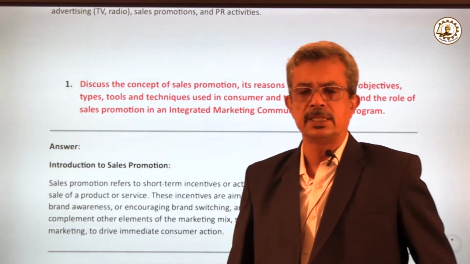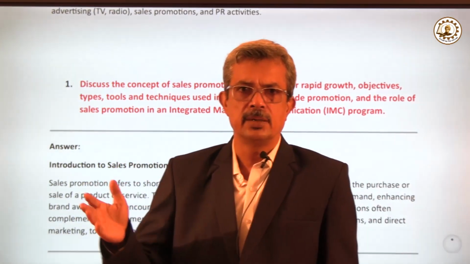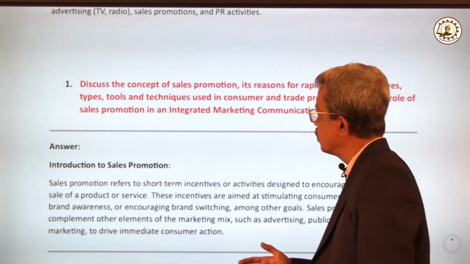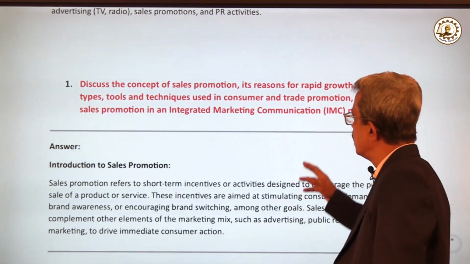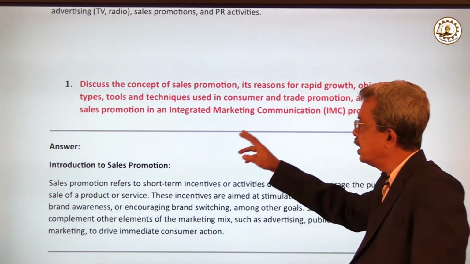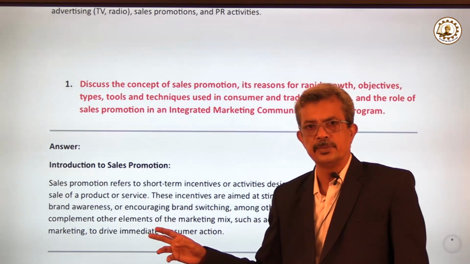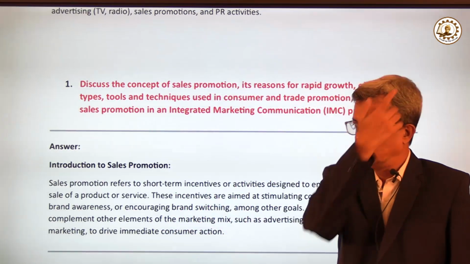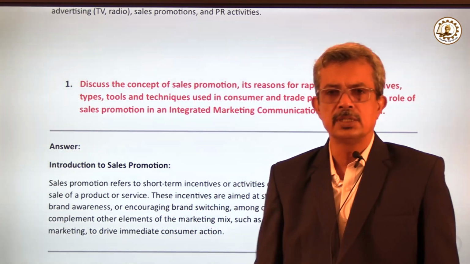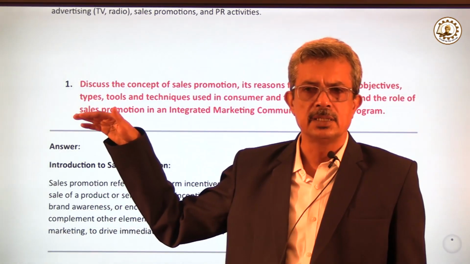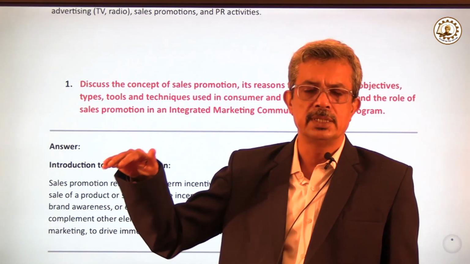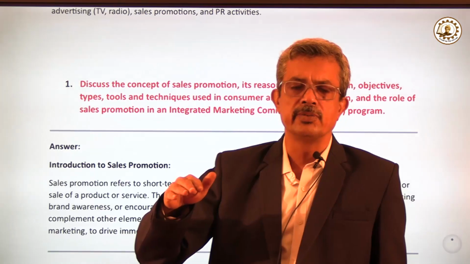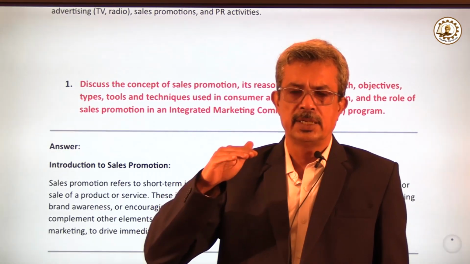But it can also happen that this question may come in a slightly broken form. For example, they may ask, okay, please talk about the objectives, types and tools and techniques of consumer and trade promotions, instead of asking such a big question. So this answer covers more or less all the parts of the question you asked. What you can do is segregate this response into 2-3 questions, so that it becomes easy for you.